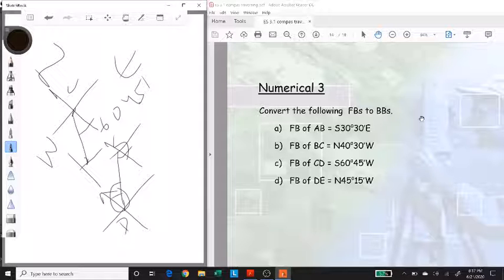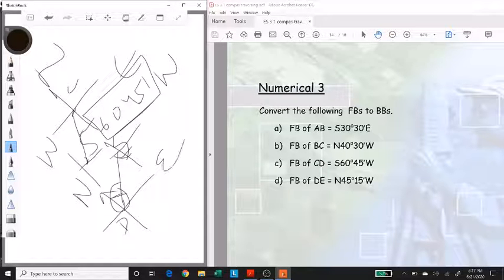Now you can see that this angle is equal to this angle or this bearing, so that means this 60:45 remains the same in both cases. The difference is in the quadrants. So if the fore bearing was south 60:45 west, now it has become northeast. So the quadrantal bearing would become north 60:45. This would remain the same, and east.